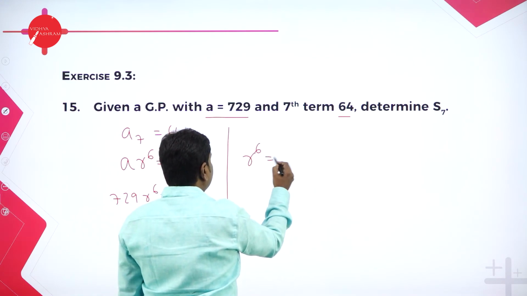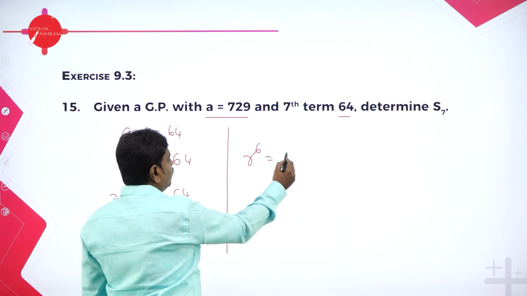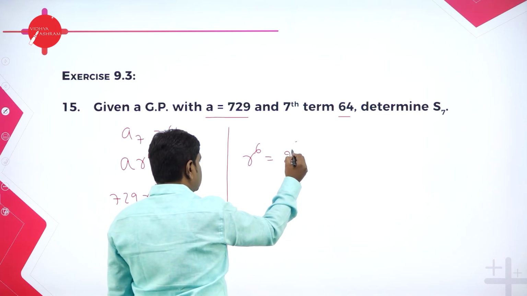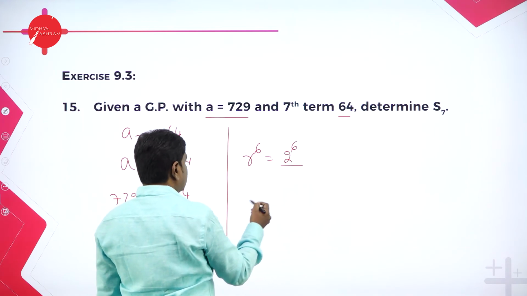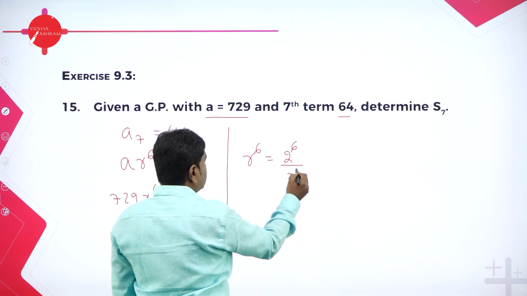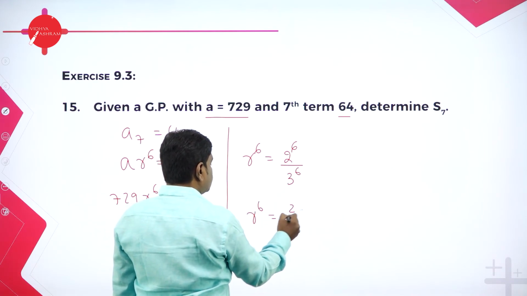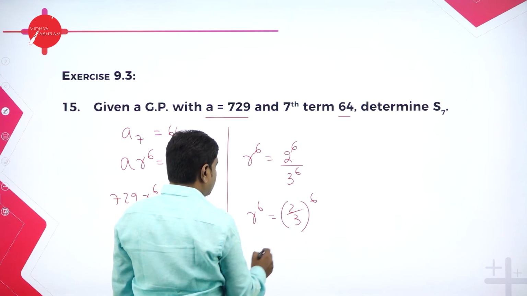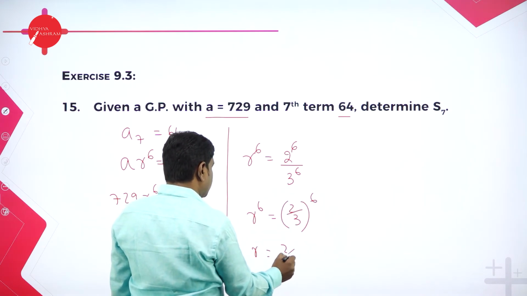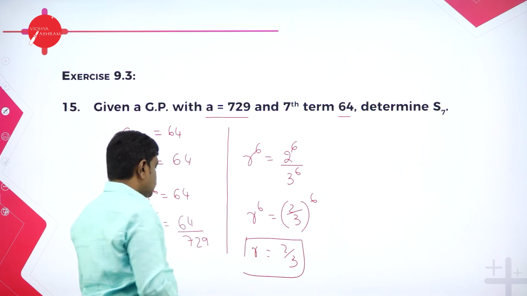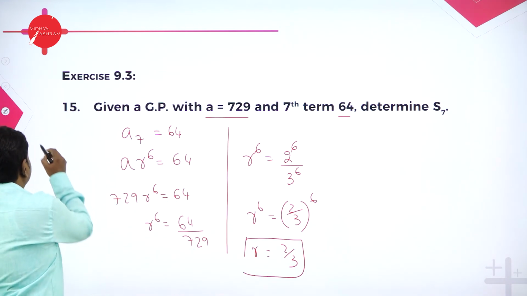So can I write this as 4 cube or 2 power 6. And this can be written as 3 power 6. So R power 6 can be written as (2 by 3) whole power 6. By method of comparison, R is equal to what? 2 by 3.